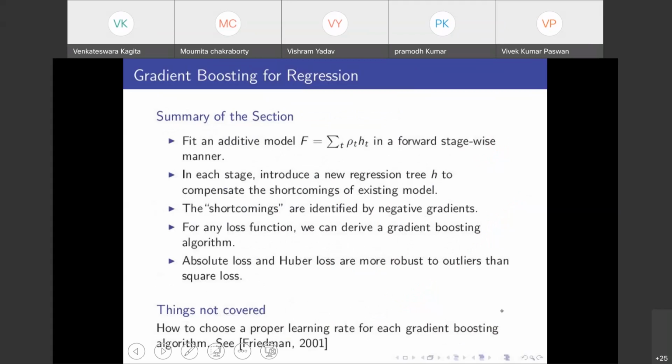So the summary of this regression model is: we are fitting an additive model F in a forward stage-wise manner. In each stage, we are introducing a new regression model to compensate for the shortcomings of the existing model, and the shortcomings are identified using the negative gradients. For any loss function, we can derive this gradient boosting algorithm. And absolute loss and Huber loss are more robust to outliers as compared to square loss. So this is the summary of gradient boosting for regression.